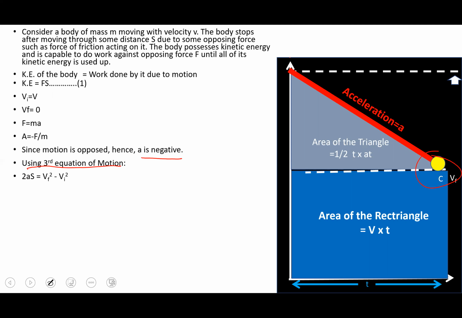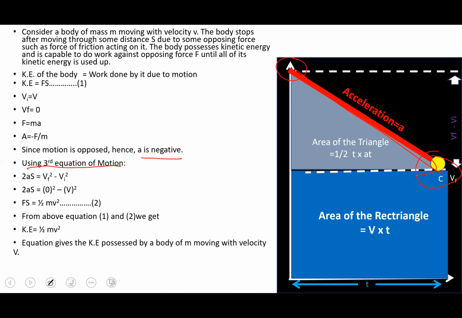If the body was over here and it moved down till here when Vf was 0, so from this equation, we are deriving the formula for kinetic energy. So 2as, where s is the distance, is equal to Vf, which is the final velocity square, minus Vi, which is the initial velocity square. Putting in the values, what do we get? 2as is equal to 0 square because Vf was 0, minus Vi, which was equal to some velocity v.